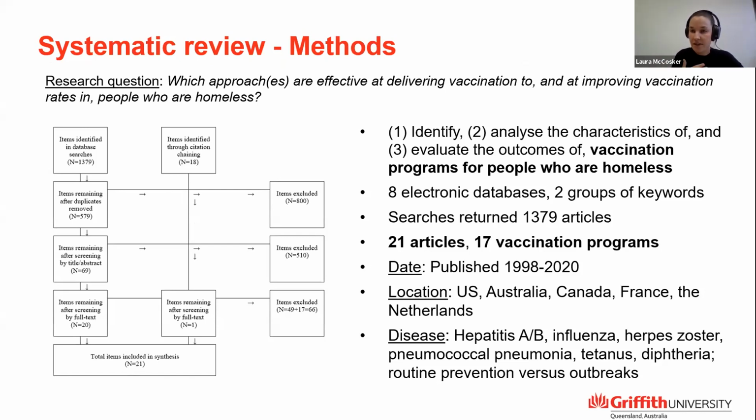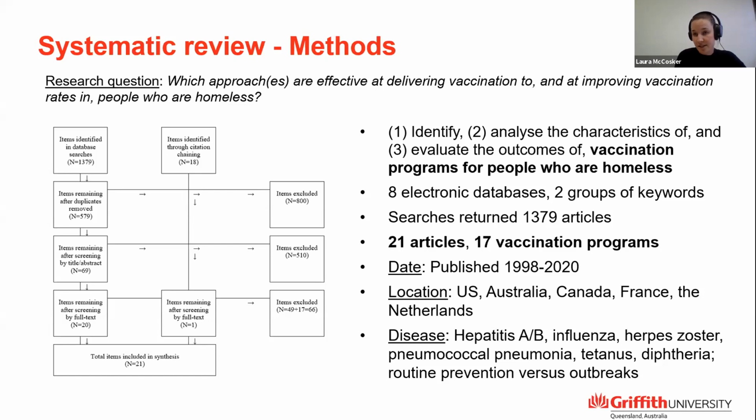So we reported our methods in detail in a protocol paper, which has been published, but just in summary, we searched 8 electronic databases using 2 groups of keywords, so those related to homelessness and those related to vaccination. The searches returned 1,379 articles, and we filtered these to a final total of 21 articles, which reported on 17 separate vaccination programs. The studies were published between 1998 and 2020.